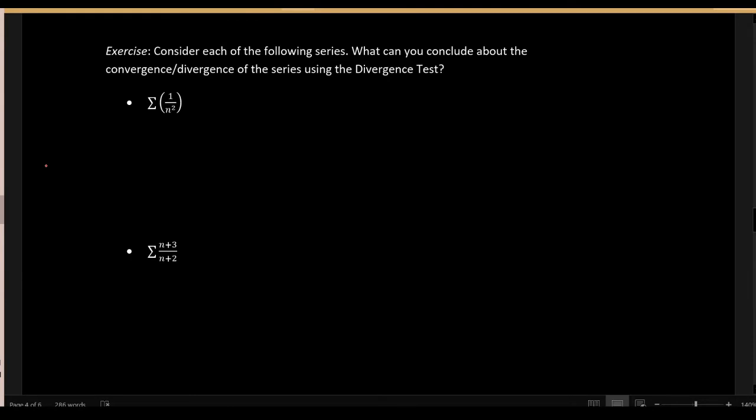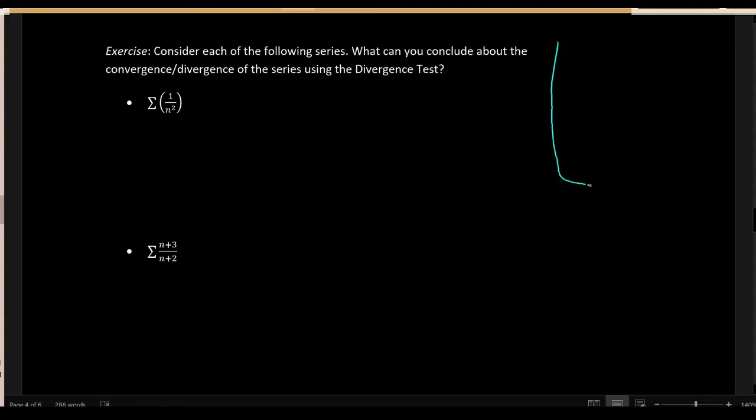Okay, exercise. Let's look at a couple of series and let's see what we can logically, validly conclude. What we can conclude safely about the convergence/divergence of the series using the divergence test. And here we have the series that we have obtained by adding together various terms of the sequence 1 over n squared.